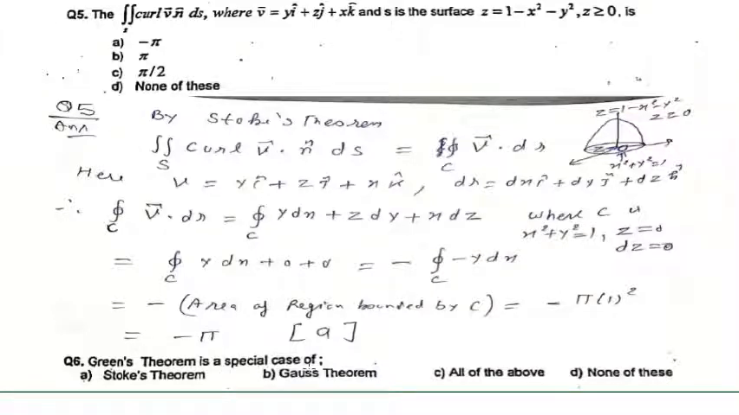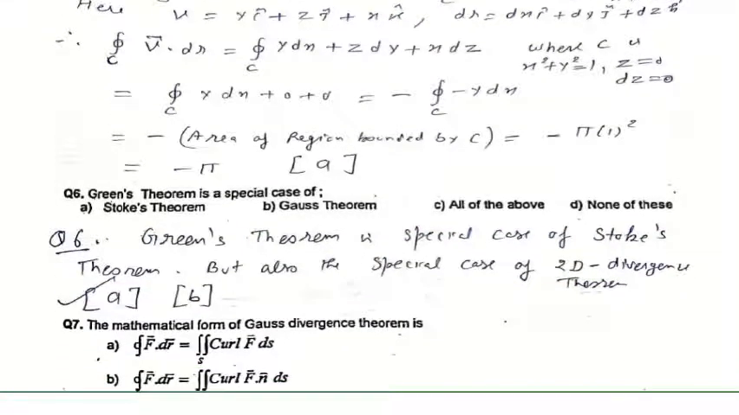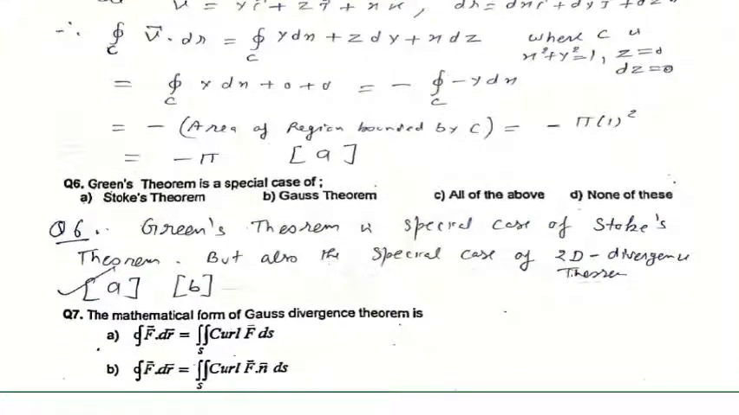Green's theorem is a special case of Stokes theorem, and it is also a special case of the 2D divergence theorem. A and B both are correct, but most generally we use Stokes theorem. It is the most generalized version of Green's theorem. So we use this as the most appropriate answer.